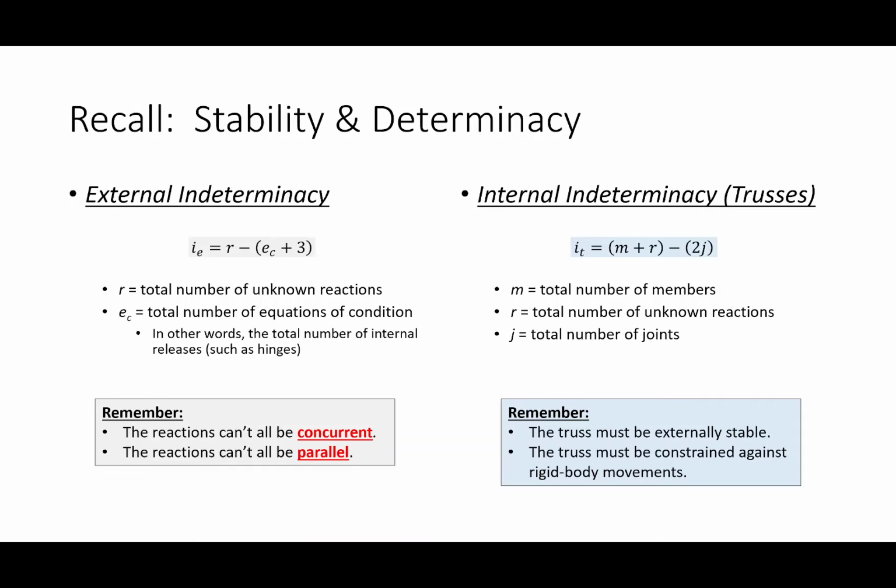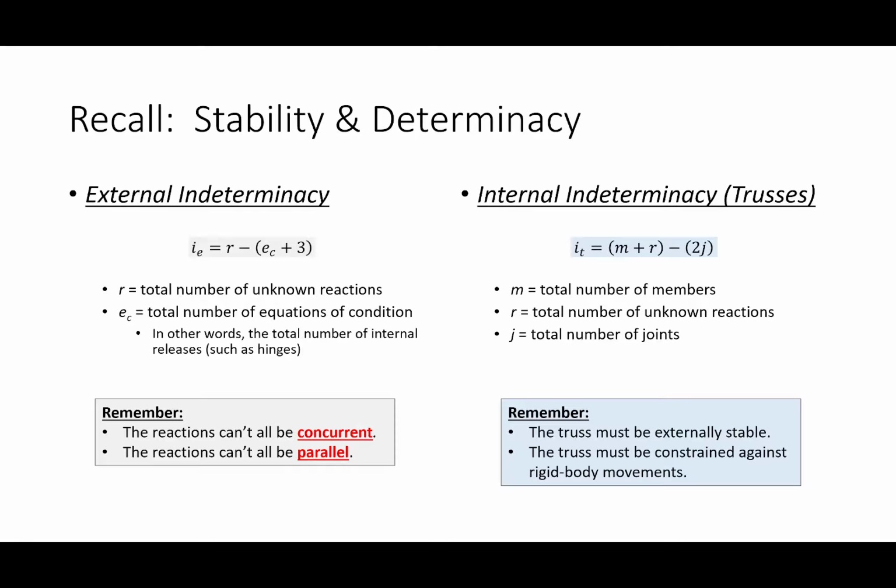So for indeterminacy, so far we've discussed 2 equations. We have external indeterminacy, which is this, and then we have internal indeterminacy, which is this. And if you recall, really what we're doing here for these expressions is we're sort of taking the unknowns minus the knowns. That's essentially what we're doing, okay?